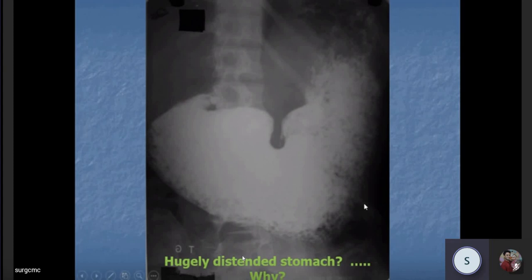Again, another feature of hugely distended stomach. See, this is the pelvic bone. Can you see the pelvic bone? Stomach has gone down like anything. This is the pylorus out here. Now, why the pylorus is obstructed?